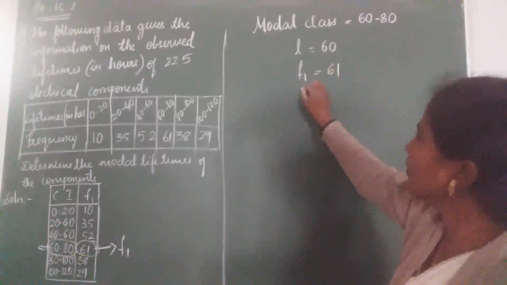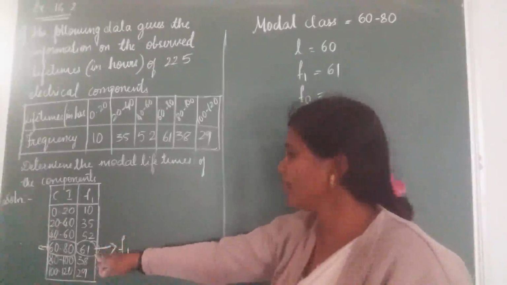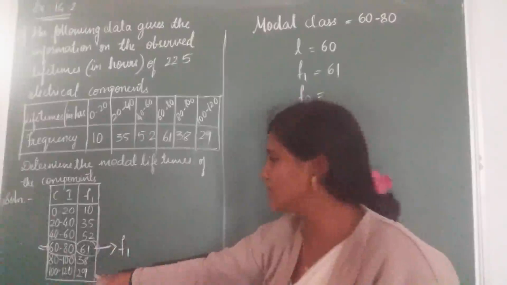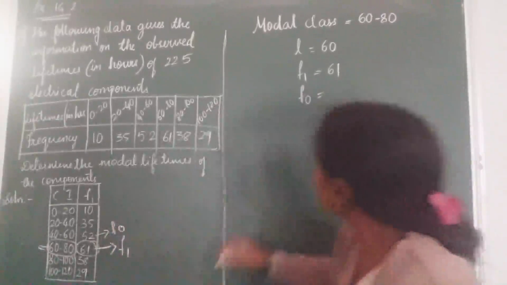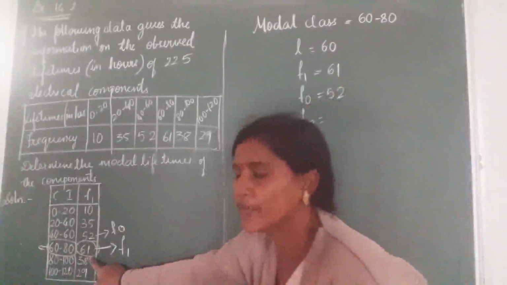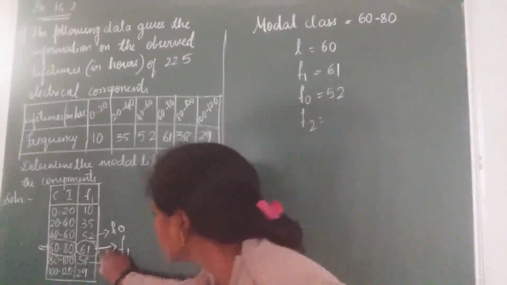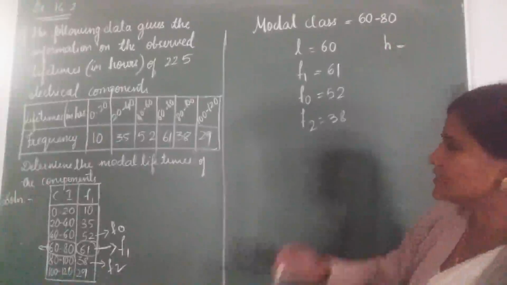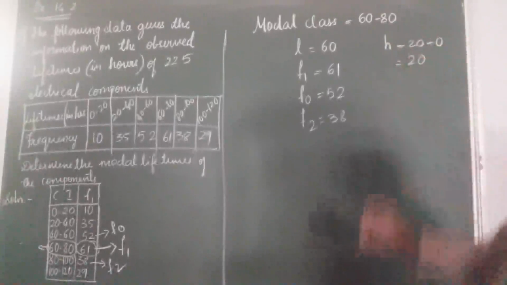So next comes the F0. F0 is the previous number, or we can say it as a previous frequency of this maximum frequency, or a preceding frequency of the maximum frequency. That is nothing but F0 is 52. F0 is 52. Then F2, it is nothing but succeeding of the maximum frequency, or succeeding of the frequency of the modal class. So next succeeding means it is 38. This is nothing but F2. F2 is 38. What is the class size here? Class size is nothing but 20 minus 0, upper limit minus lower limit. So it is nothing but 20 is the class size.